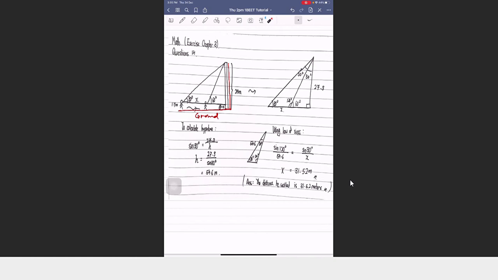Let me just check what your friend did. Sine 30, 27 over h. So your friend found this. Then using the law of sine, you are looking at just this triangle. Okay, so I understand. So you just find this, and you're using that.